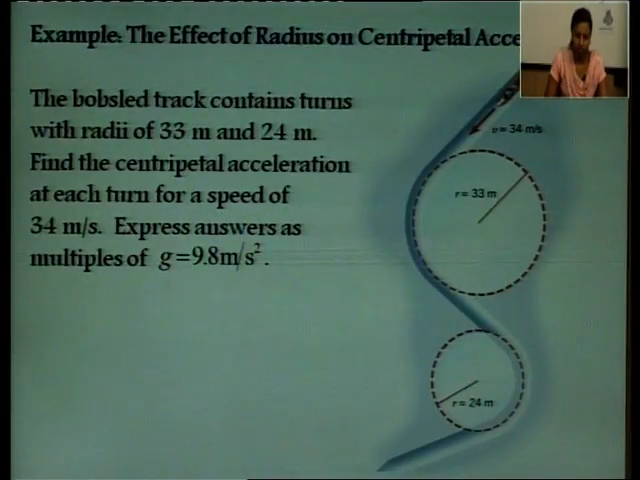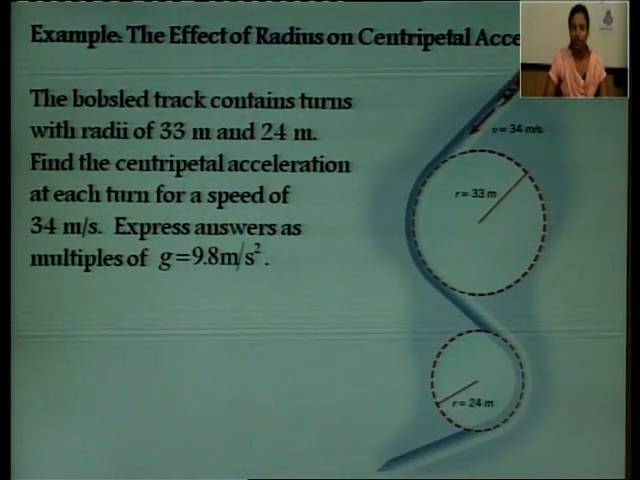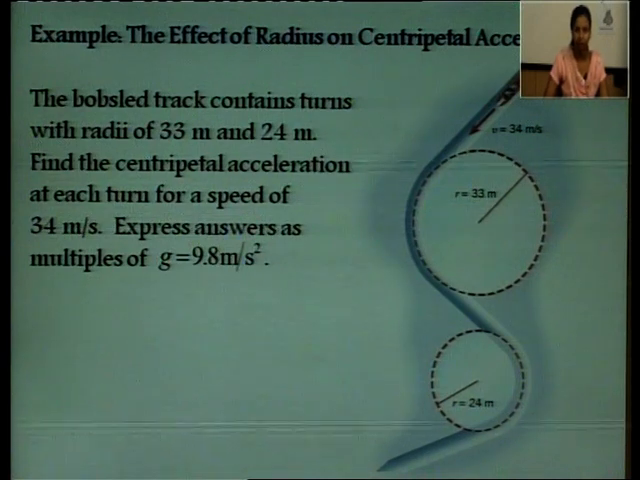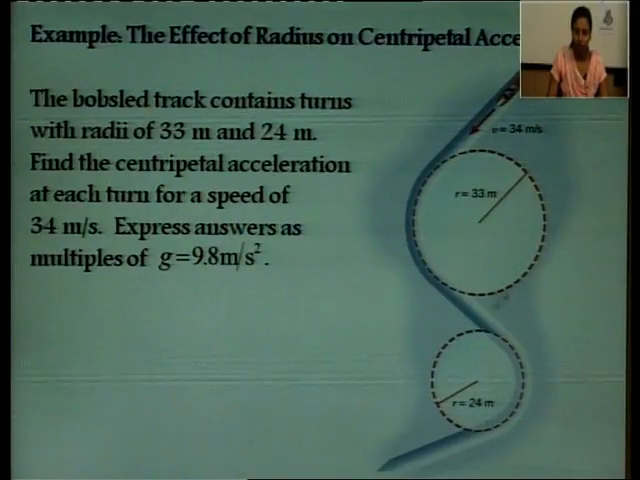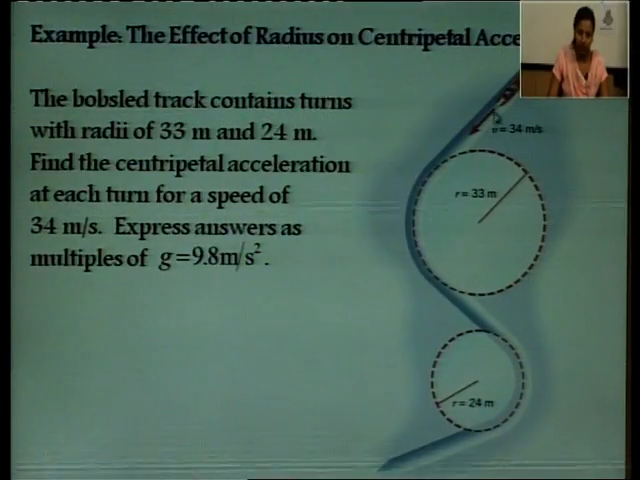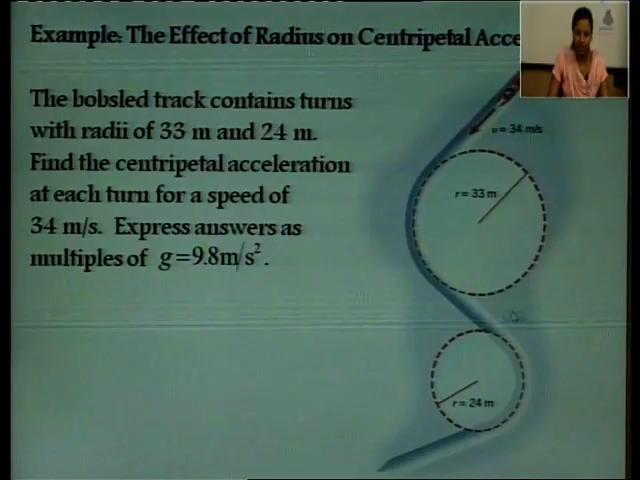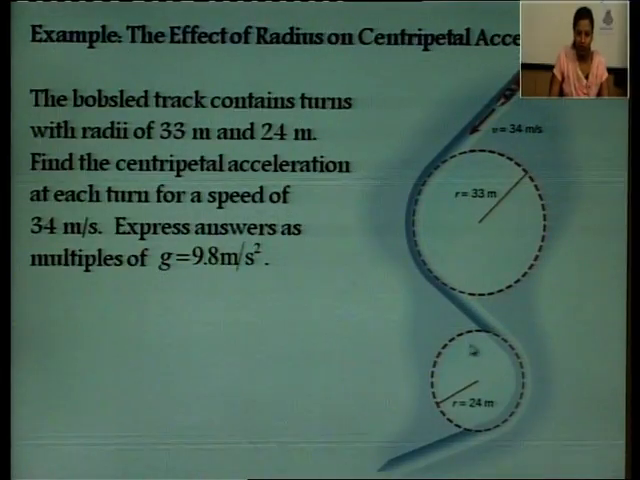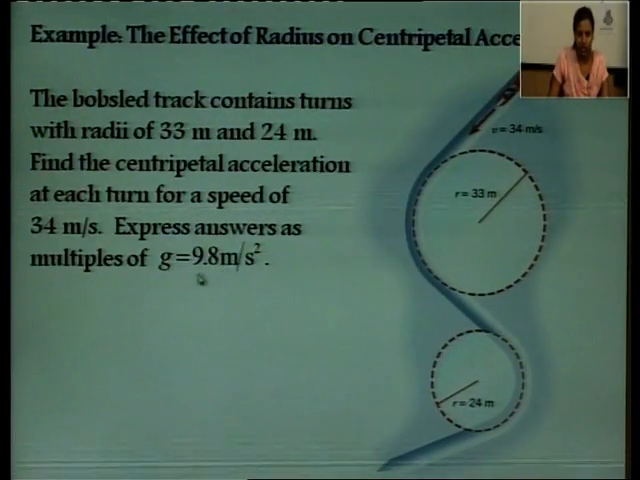Next, the second example. What is the effect of radius on centripetal acceleration? A bobsled track contains turns of radius 33 meter and 24 meter. So the body is moving with velocity 34 meter per second along the two radii. First one is 33 meter and second radius is 24 meter. So we need to find the centripetal acceleration for each turn and express answers in multiples of g, that is 9.8.